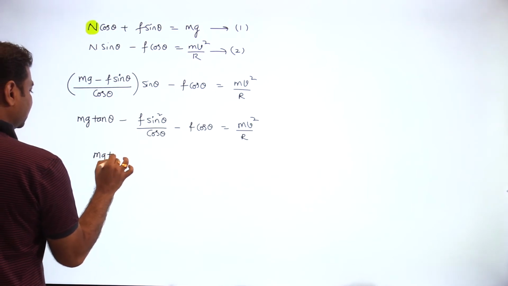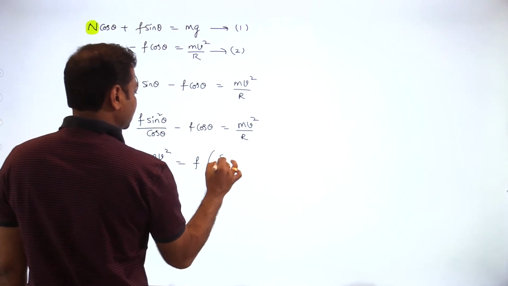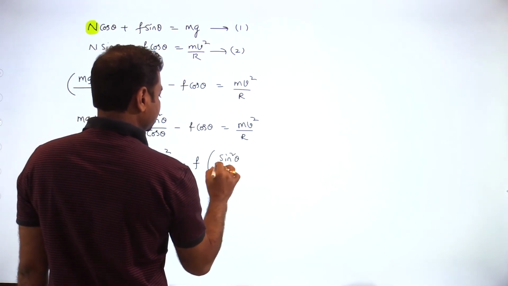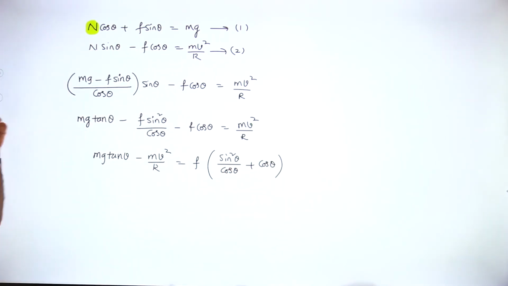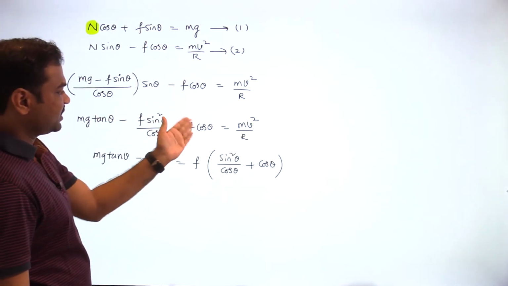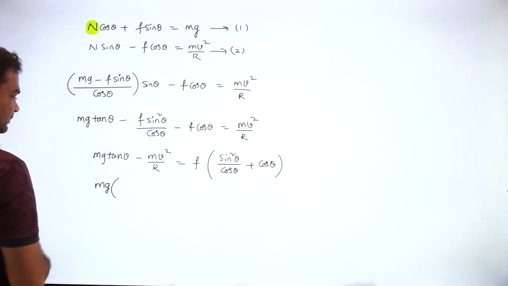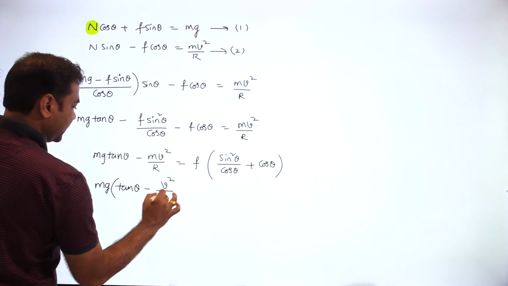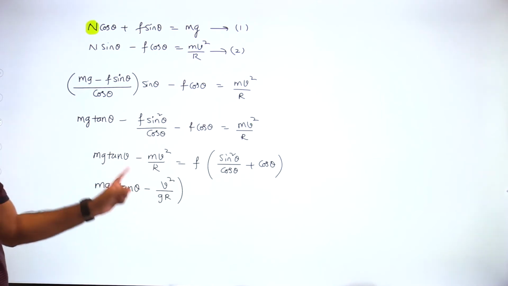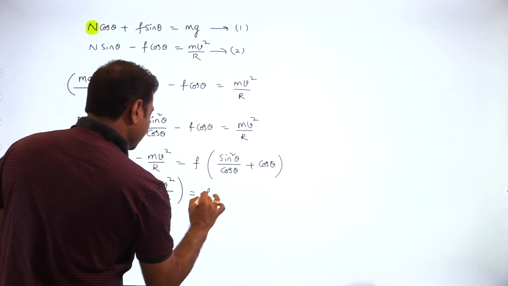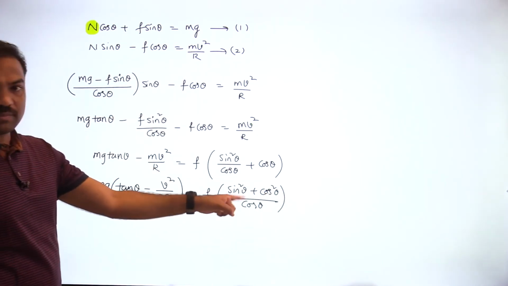So mg into tan theta minus mv square by r is equal to F into sin square theta by cos theta plus cos theta. Okay? Take the mv square by r and friction terms on one side. So finally what is the friction value you will get? So let us say mg, if I take it out, tan theta minus v square by rg. Now you multiply, you will get the same equation. F is equal to, let me write down F only, sin square theta plus cos square theta by cos theta. Okay? So this is 1 by cos theta.